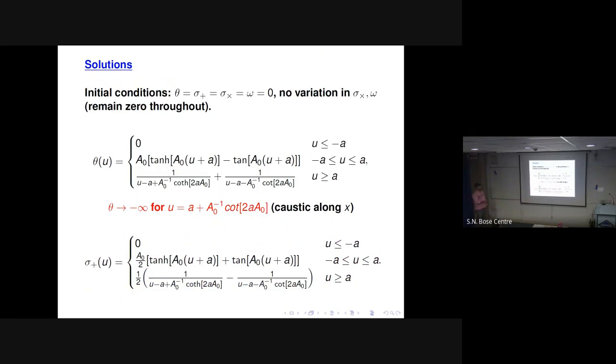Okay, so you start, you give some initial conditions. What are the initial conditions you give? You give that all the kinematic variables are set to zero. So what happens is that there is no variation, sigma cross and.